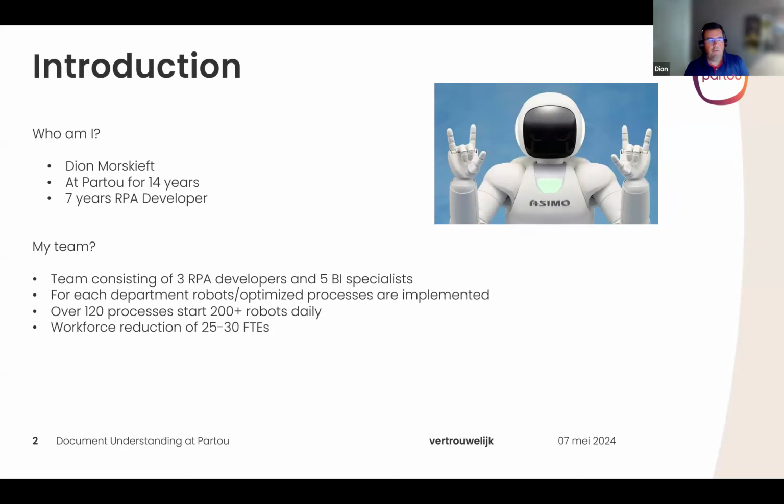In Partou, we built RPA or optimized processes for every department in the back office. In total, we have over 120 processes live, which start over 200 process robots daily. Some robots start 1 time a day, sometimes a couple of 100 times. In total, we have a workforce reduction because of our efforts in RPA of 25 to 30 FTE.